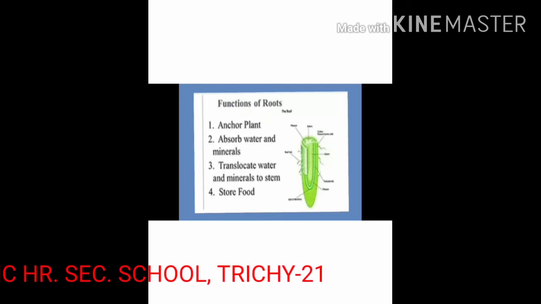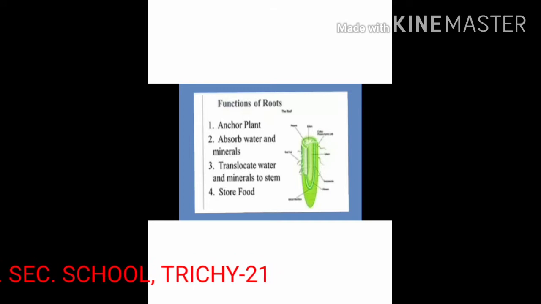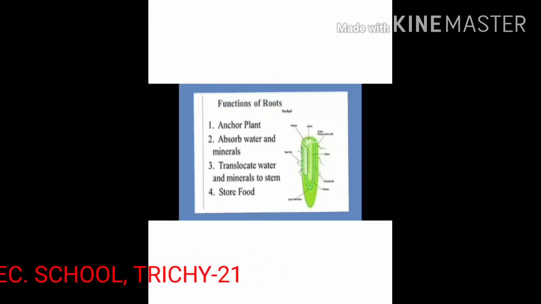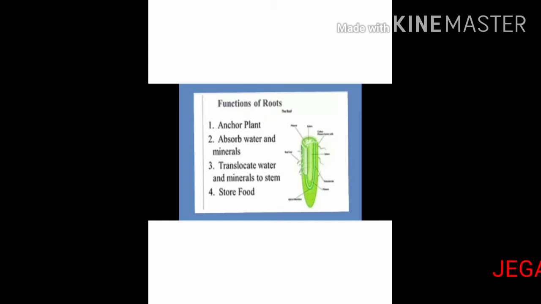Characterized by having one main root, the taproot, from which smaller branch roots emerge. When a seed germinates, the first root to emerge is the radicle or primary root. Actually, there are four functions of roots. The first root that comes from a plant is called the radicle.